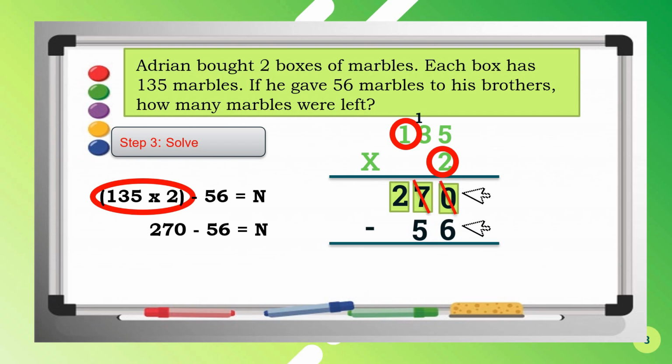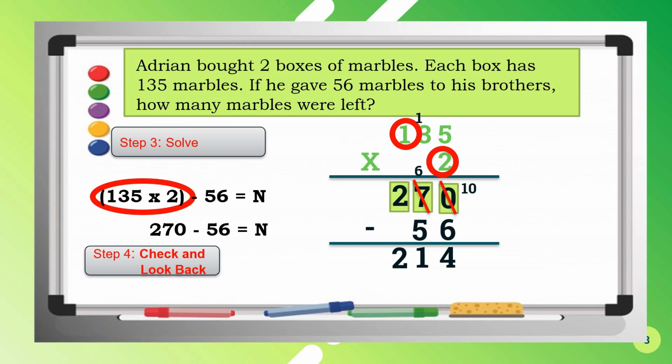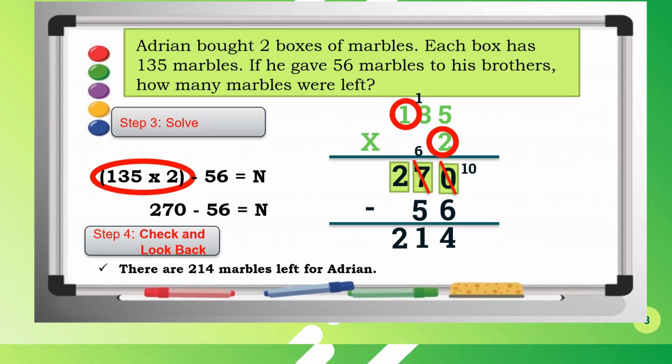0 minus 6 cannot be since 0 is smaller than 6. So we need to borrow 1 from 7. 7 will become 6. Then 0 will become 10. 10 minus 6 is equals to 4. 6 minus 5 is 1. Then bring down 2. For step 4, check and look back, we need to write our answer in complete sentence. There are 214 marbles left for Adrian.